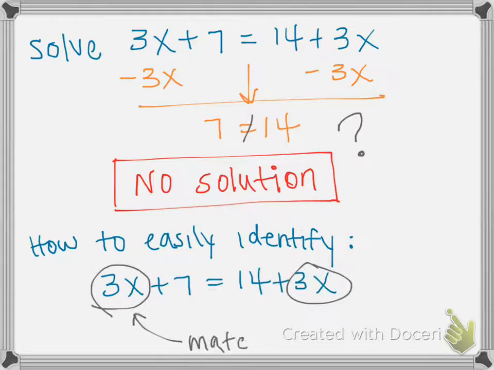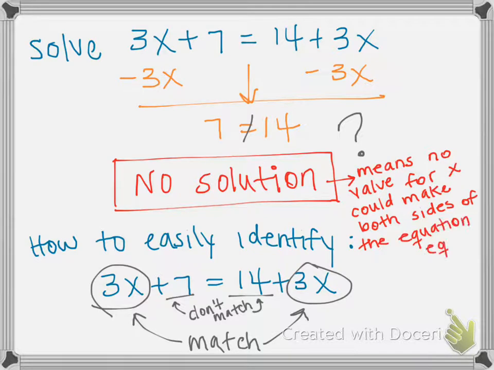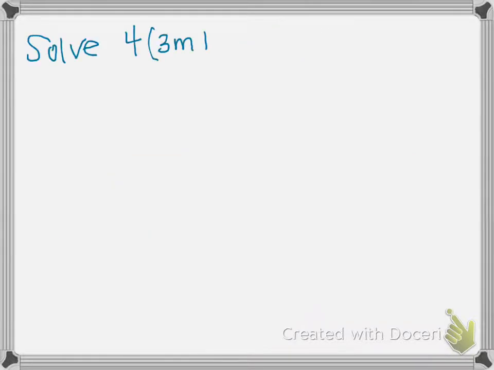Well, if you notice, the 3x matched on both sides, the number in front of the variable, but the rest of the numbers, that 14 and that 7, don't match. So if you see, again, the variable and the number in front match, but the rest of the problem does not match, it's going to be no solution. And in case you're wondering, what does no solution really mean? That means that no possible value for x could make both sides equal. So no matter what number you put in there, you could try fractions, you can try decimals, none of those values would work.